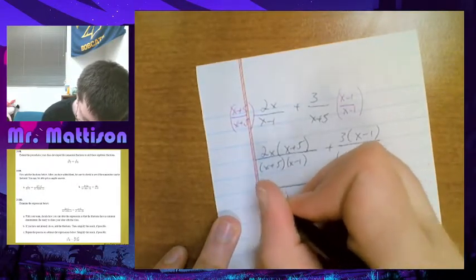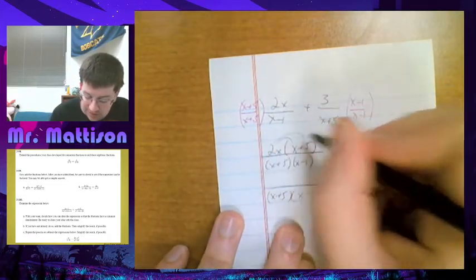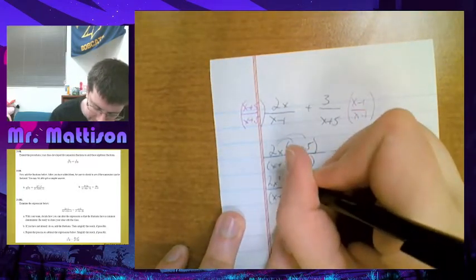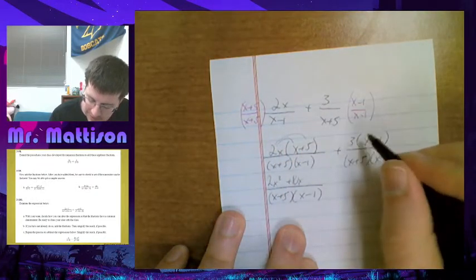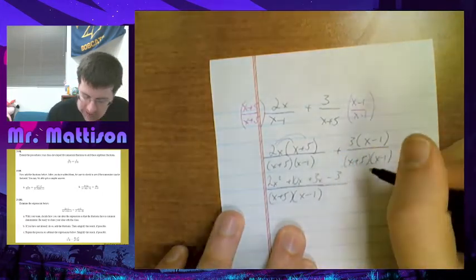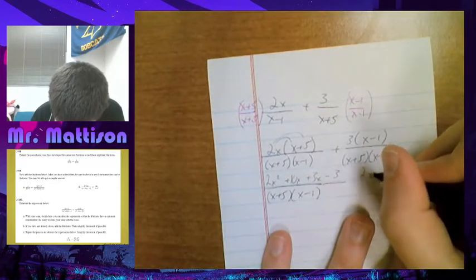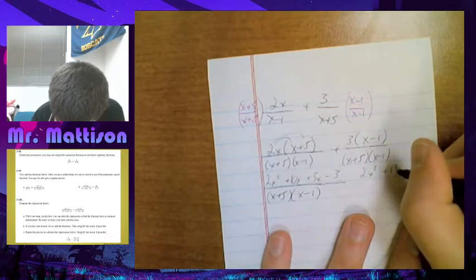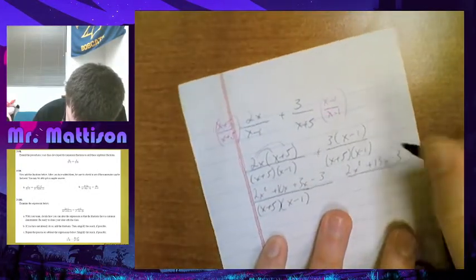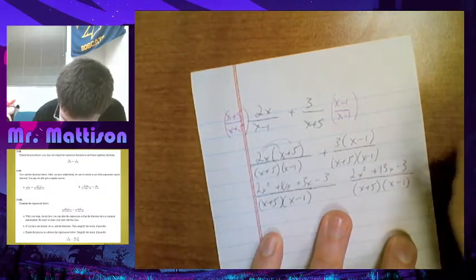x plus 5 times x minus 1. And then I can just distribute this through and get 2x squared plus 10x. And over here I would get plus 3x minus 3. And then I could combine some like terms and get 2x squared plus 13x minus 3 over x plus 5 times x minus 1.